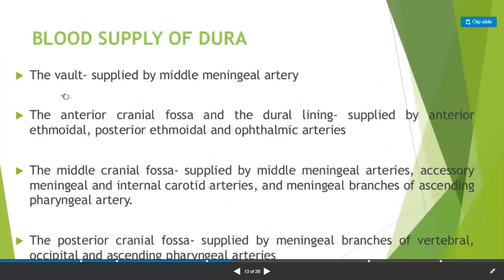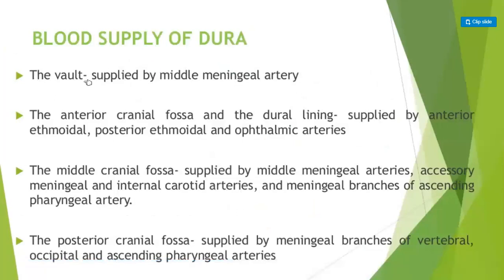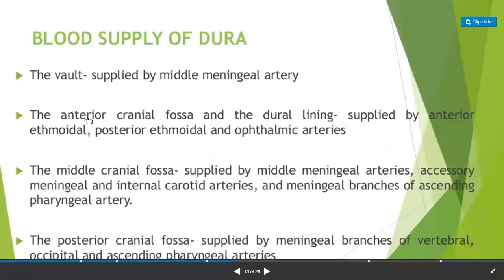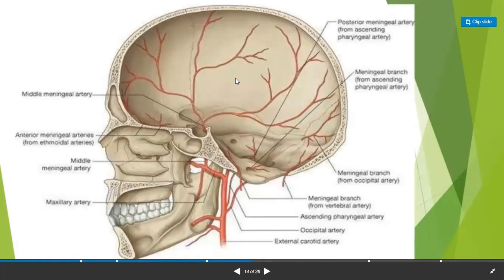So blood supply of dura mater. The vault of the skull area, the dura mater is supplied by the middle meningeal artery. The anterior cranial fossa and the dura lining that area is supplied by the anterior ethmoidal, posterior ethmoidal and ophthalmic arteries. The middle cranial fossa area of the dura is supplied by middle meningeal arteries, accessory meningeal and internal carotid arteries and meningeal branches of the ascending pharyngeal artery. The posterior cranial fossa is supplied by meningeal branches of the vertebral, occipital and ascending pharyngeal arteries. Now these are the blood vessels. Basically these are all branches coming from the internal carotid artery.